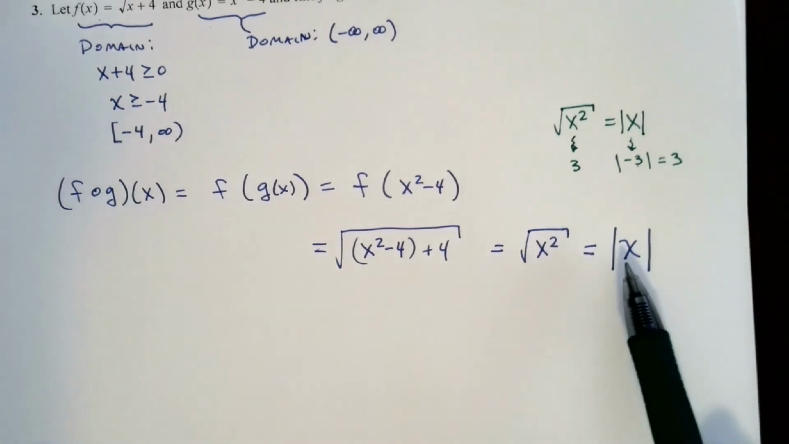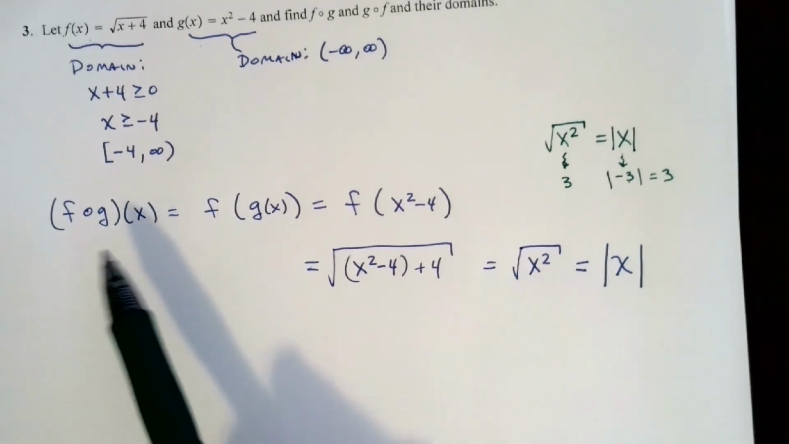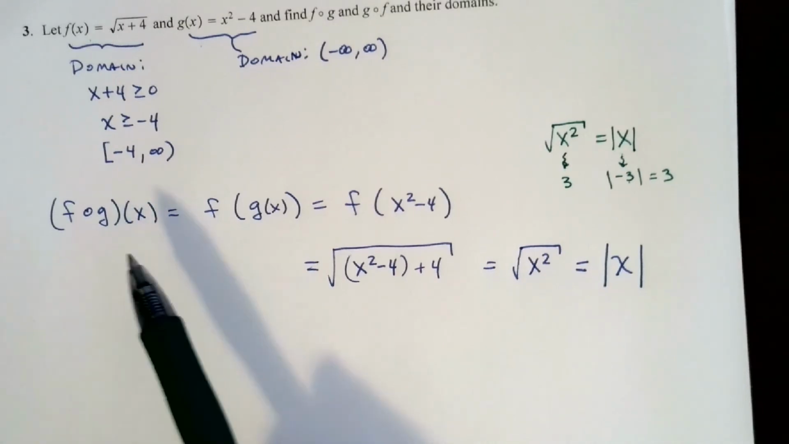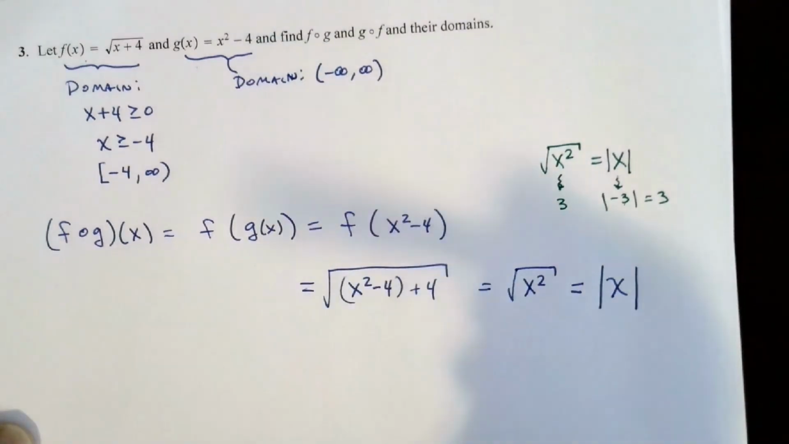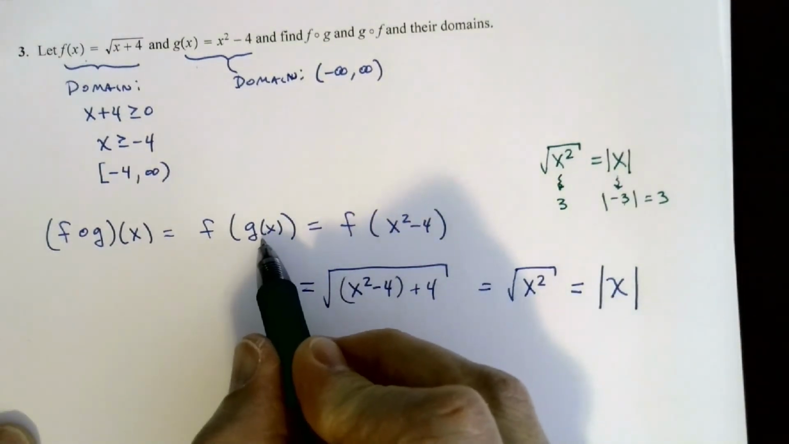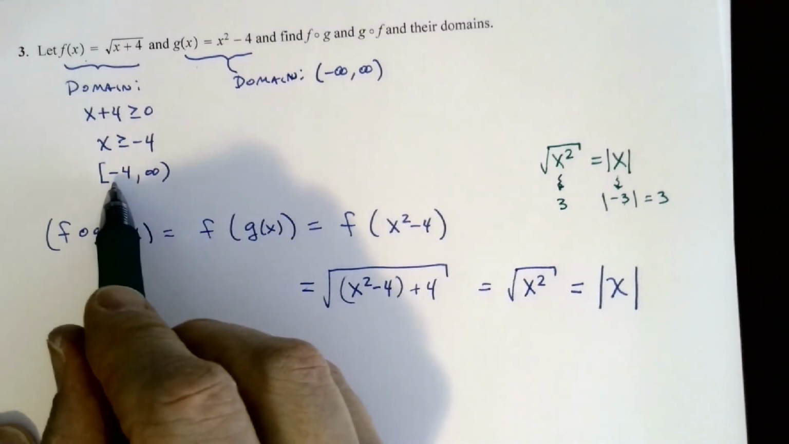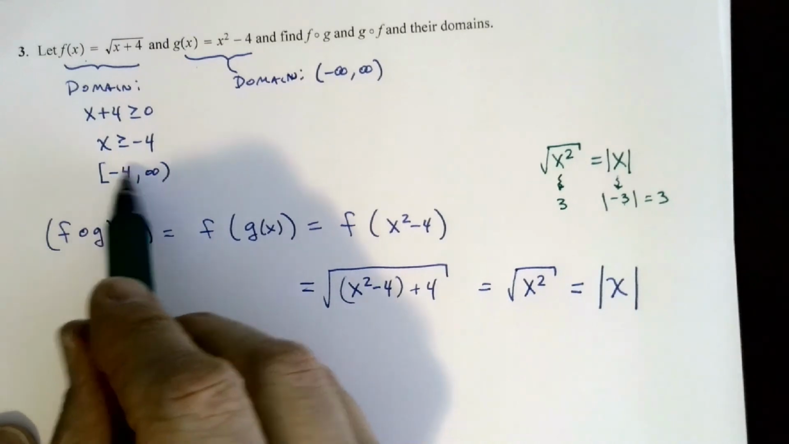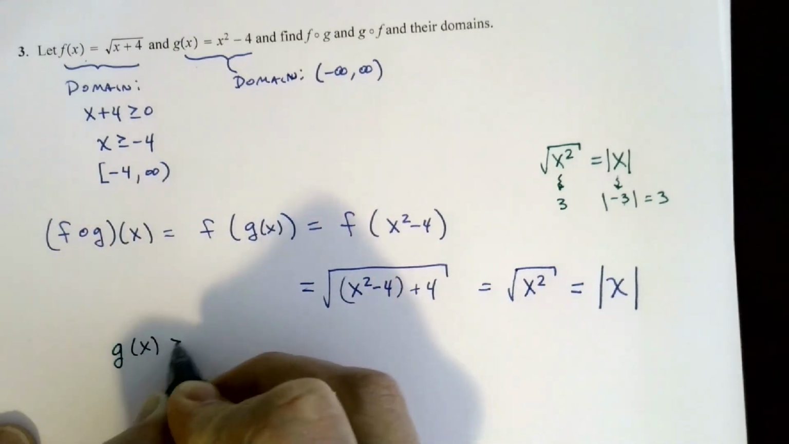Because if you just look at this, I could take the absolute value of anything, right? So this tells me the domain's all real numbers. But remember what we have here. We started with the function g of x. What's its domain? All real numbers, right? But what we're getting out of g of x is going into the function f of x, and it has a domain restriction. It has to be greater than or equal to negative 4. So g of x must be greater than or equal to negative 4.